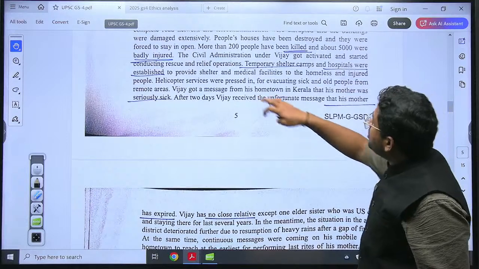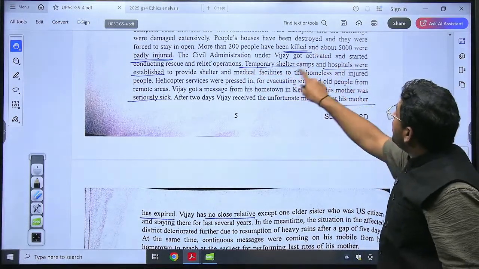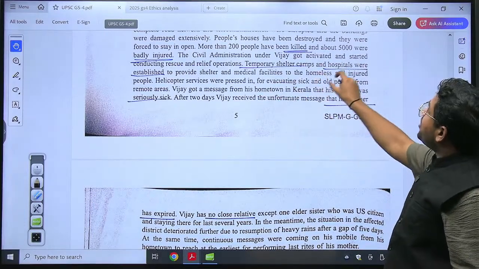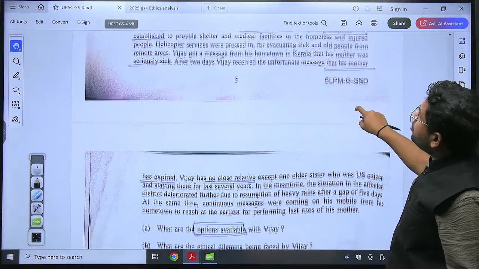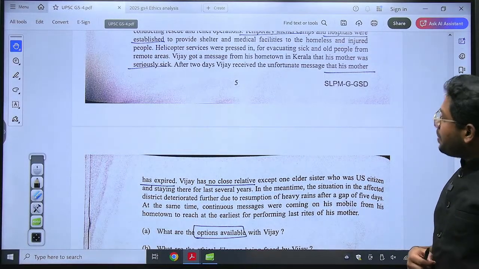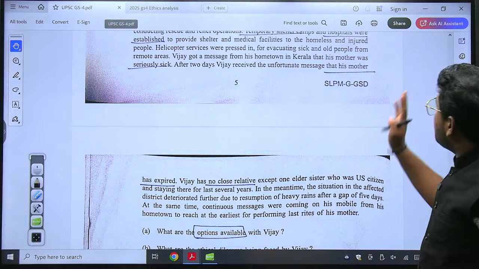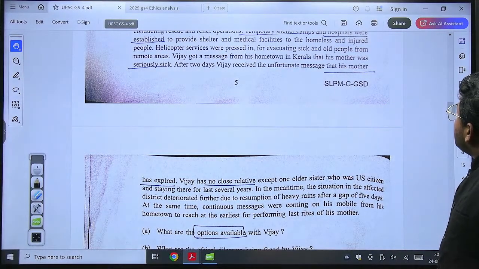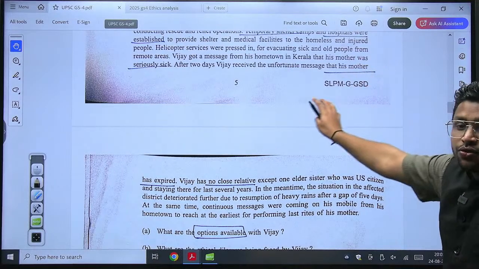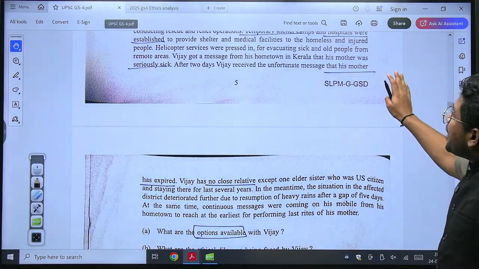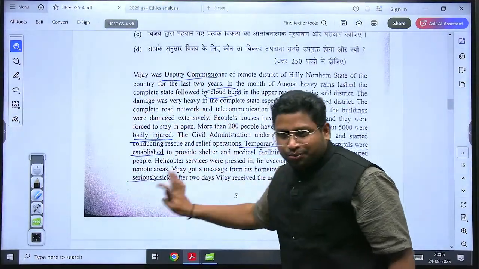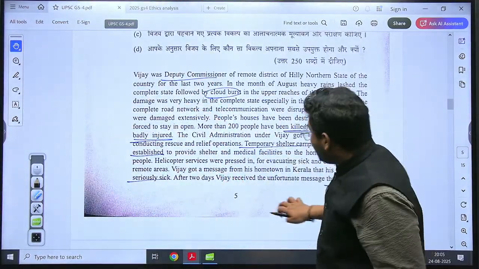5,000 were badly injured. Civil administration under Vijay got activated and started conducting rescue and relief operations. Temporary shelter camps and hospitals were established to provide shelter and medical facilities to the homeless and injured people. Helicopter services were pressed into service, evacuating sick and old people. Vijay got a message from his hometown, Kerala, that his mother was seriously sick. See, the entire story is something we anyway know from the news, right?